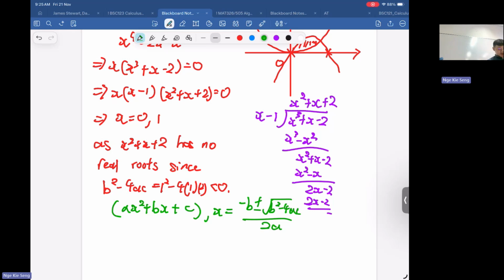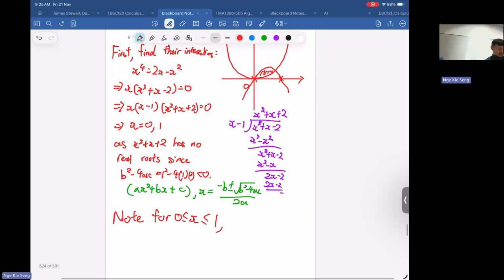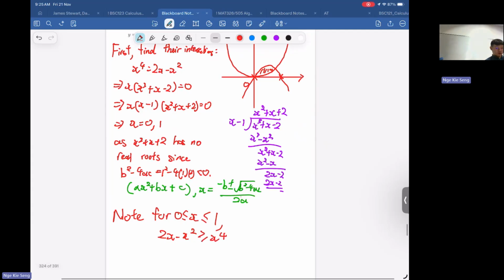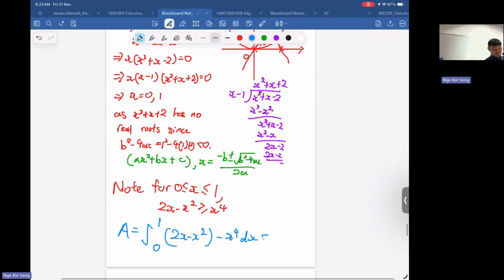All right. So in this case, from this graph, we know that if x is in between 0 and 1, then 2x minus x squared is still greater than or equal to x to the 4. So what do you do? To compute the area between them, you integrate from 0 to 1, the top function minus the bottom function. Okay, that's it, and then you should compute to some positive number.